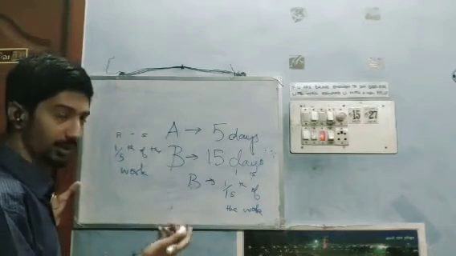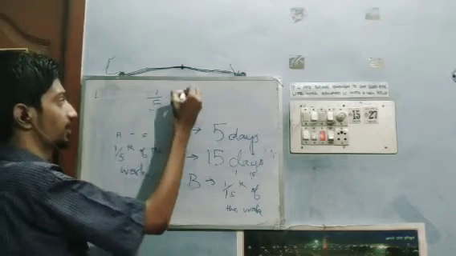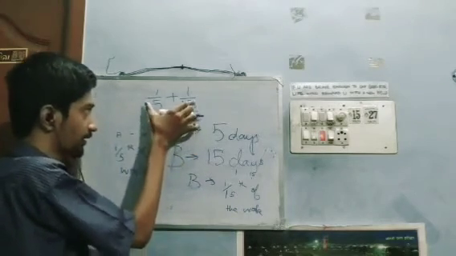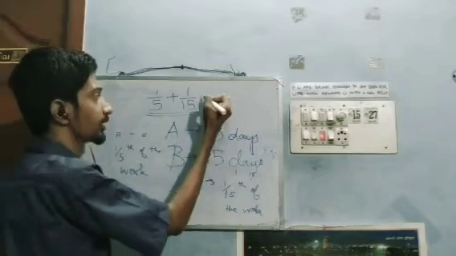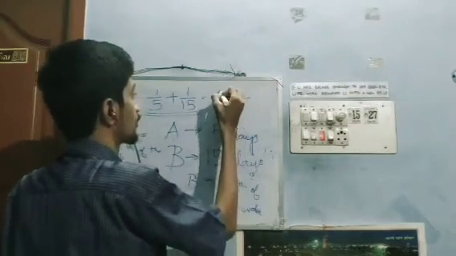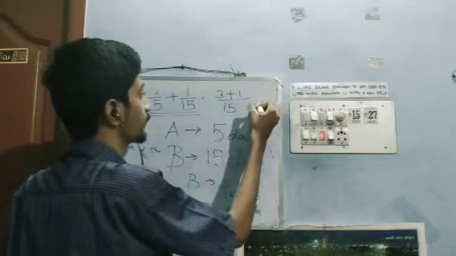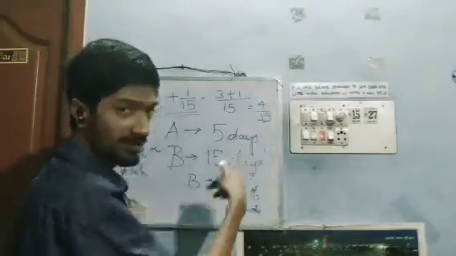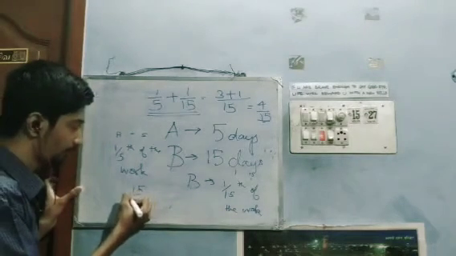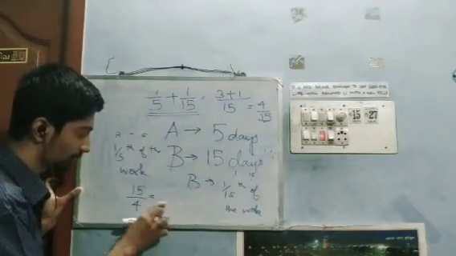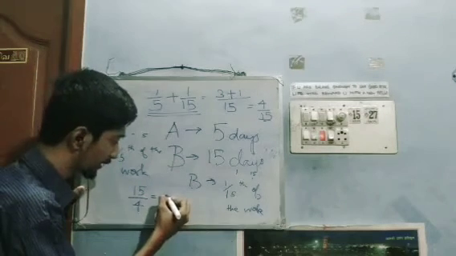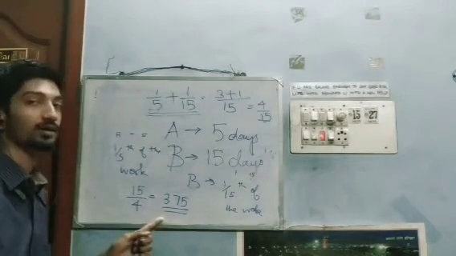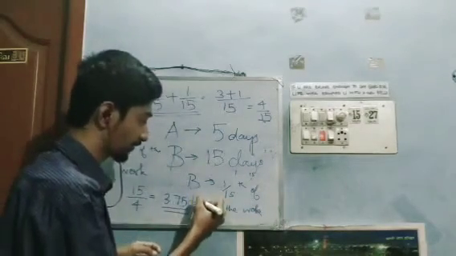When we add them up, what will happen? 1/5 plus 1/15. This is the amount of work they do together, because we are adding it, A plus B, correct? So the LCM is 15, so it will be 3 plus 1, which is 4 by 15. This is the answer we get, and we have to take the reciprocal, right? So it will be 15 by 4. When we convert it into decimals, it will be 3.75. So when they do it together, the time required is 3.75 days.